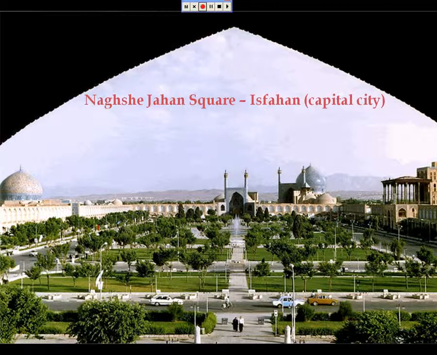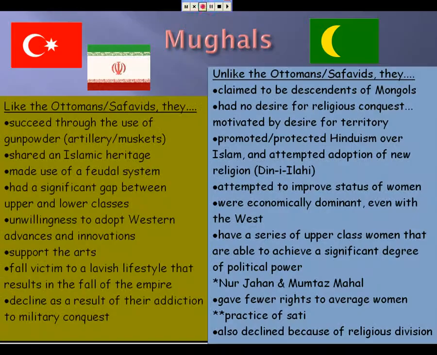All right, Mughals compared to the other two together. The Mughals created an empire in India, which has had a long and rich history already. And so that's going to be one of the big things that makes the Mughals different, is that their empire is in a place where civilization has already existed for 3,000 years.